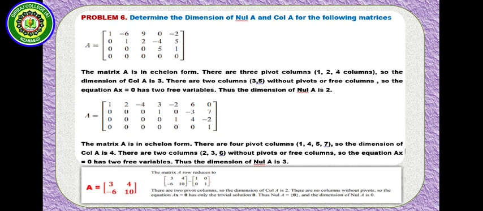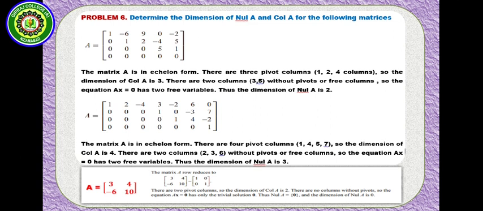The remaining two columns are the free columns and form a basis for null A. Here the free columns are third and fifth. So these two columns form a basis for null A. So the dimension of null A is 2 and the dimension of column A is 3.